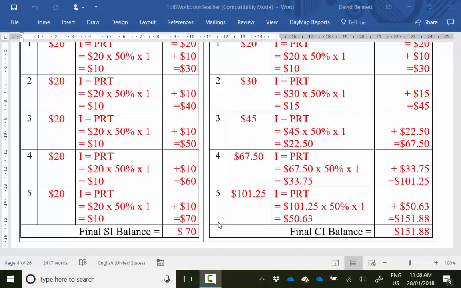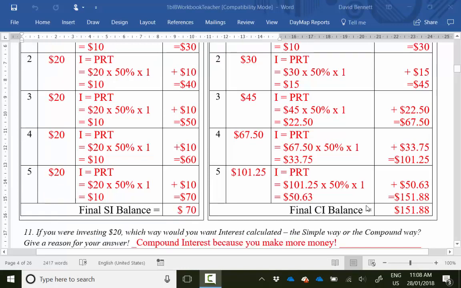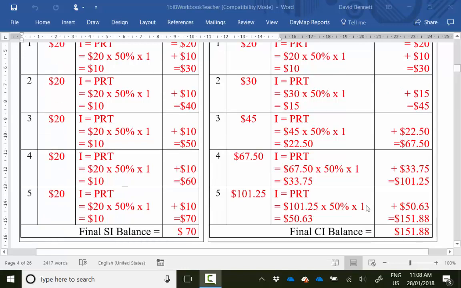So the difference is, even over 5 years with this small amount, simple interest is going to give you $70 and compound interest is going to give you $151.88. We'll show you an example of this in class using a spreadsheet. I hope that makes sense.